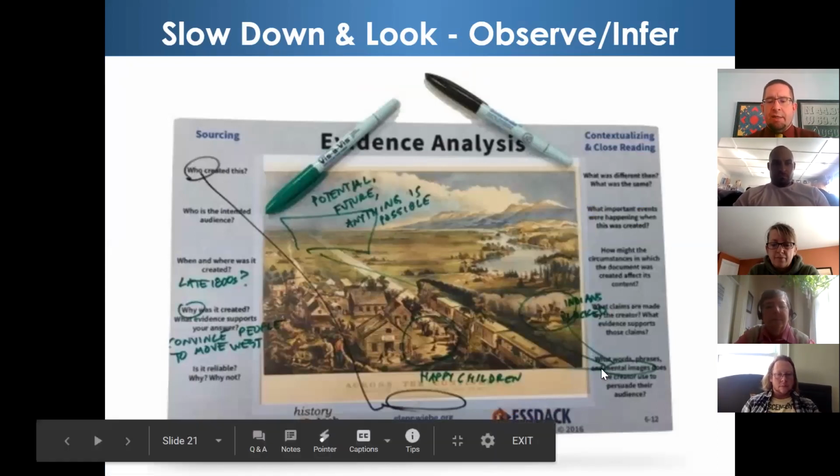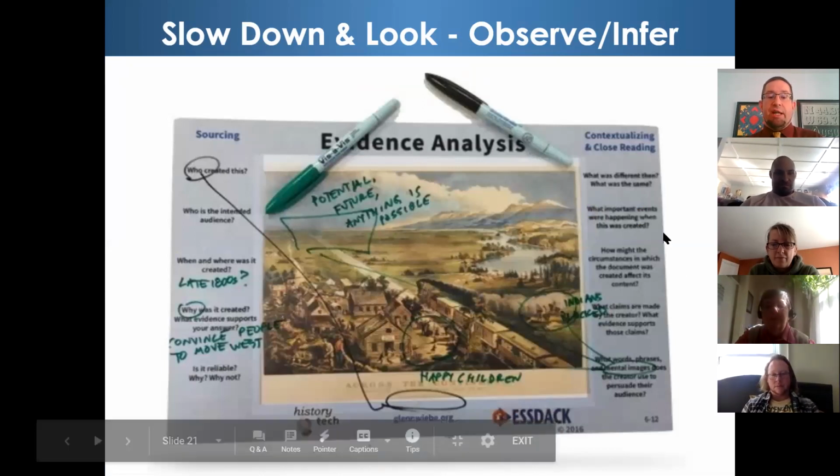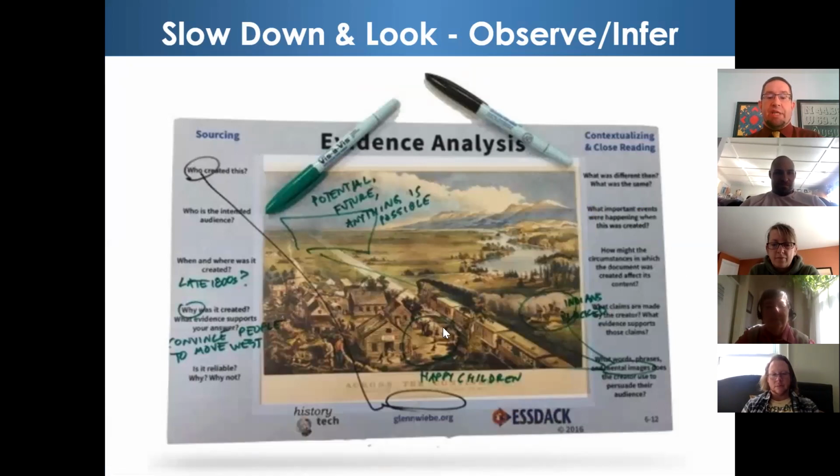I love these. This is from my friend Glenn Wiebe in Kansas. I'm not trying to sell them. I'm just using it as an example. These have, you notice, the vis-a-vis markers over the top. It's kind of a laminated piece with your different questioning on the side. But what you're doing is you're just annotating the picture.